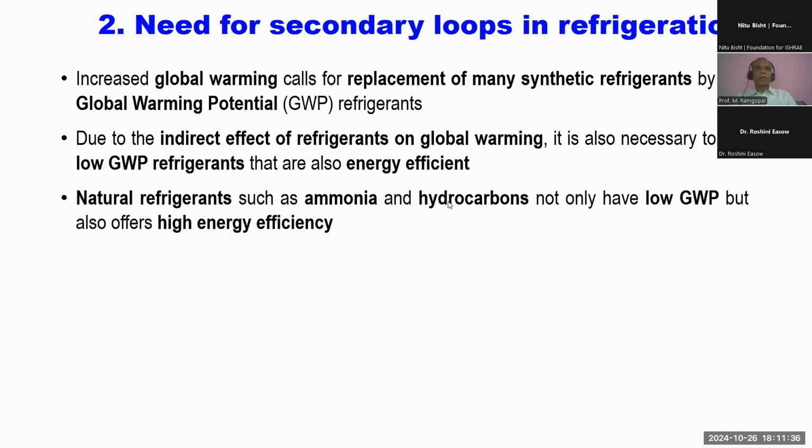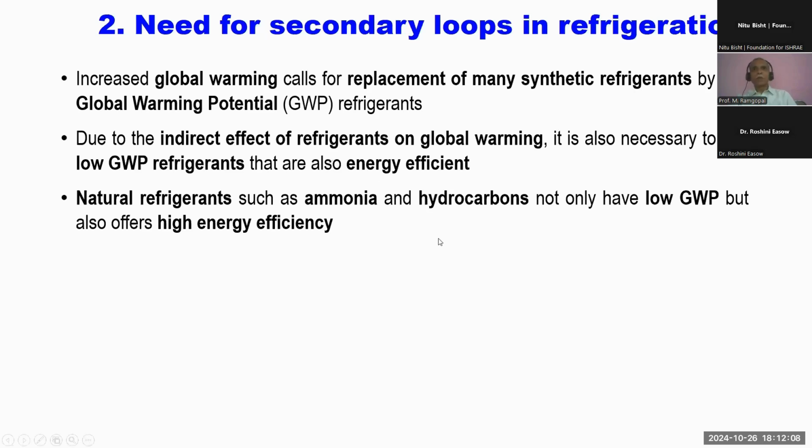So if you consider these criteria, we realize that many of the natural refrigerants, such as ammonia and hydrocarbon, are ideal because they not only have very low global warming potential, but they also offer very high energy efficiency, apart from many other advantages. So gradually, people are realizing that instead of using synthetic refrigerants, it would be good in the long run if you go for natural refrigerants, mainly ammonia, hydrocarbons, water, carbon dioxide, etc.